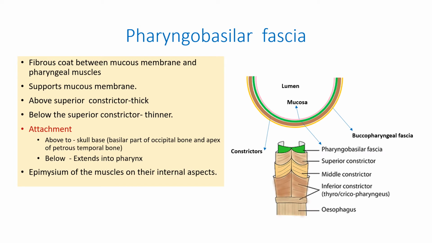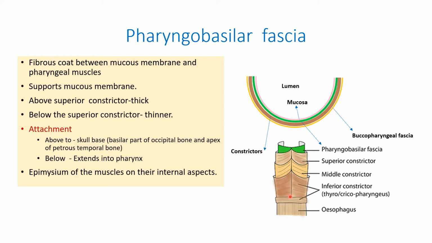Now let us see what is the pharyngobasilar fascia. It's the fibrous coat between the mucous membrane and the pharyngeal muscles. So it is on the inner aspect of the muscular layer. On the outer aspect of the muscular layer is the buccopharyngeal fascia, and on the inner aspect is the pharyngobasilar fascia. And you can see in this picture the layers starting from the lumen, the mucosa, and then the pharyngobasilar fascia in relation with the submucosa. Then you can see the muscular layer, the constrictors of the pharynx, and the outermost buccopharyngeal fascia.